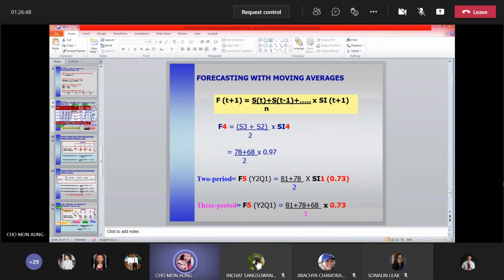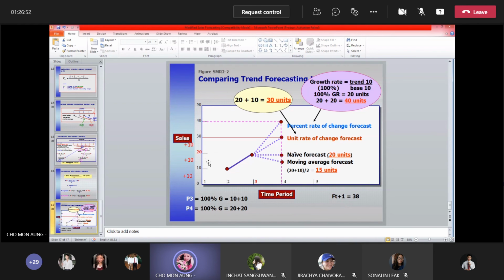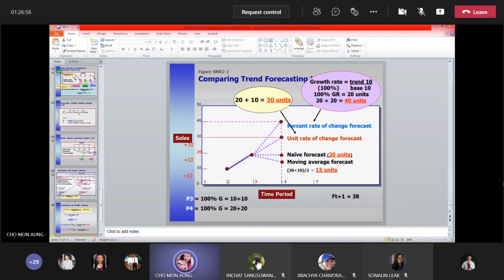All right. So we still have one more example under trend forecasting, okay? We will do it in the next class. But for your assignment, we will be focusing on either naive or moving averages, okay?